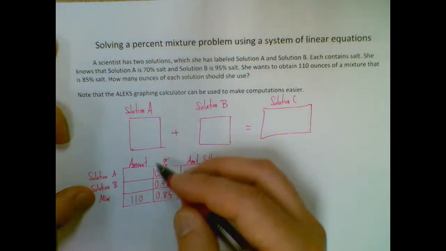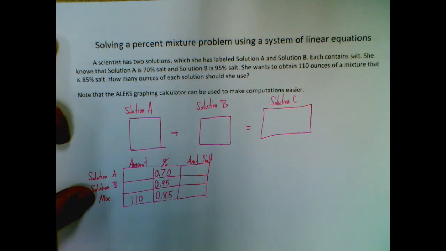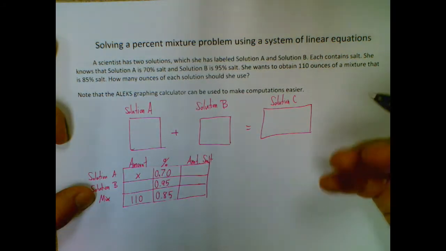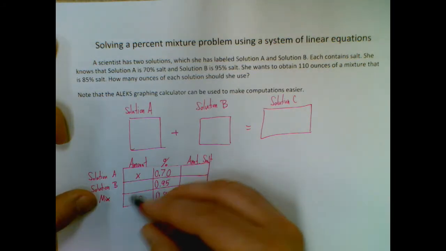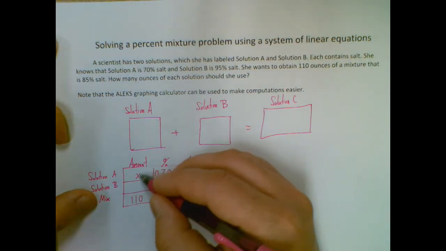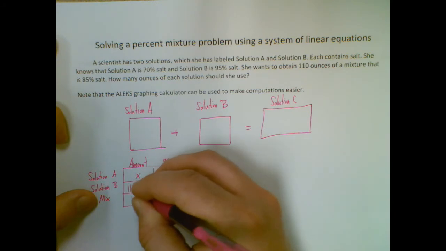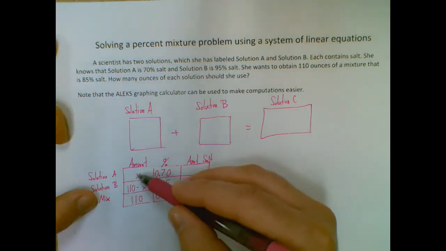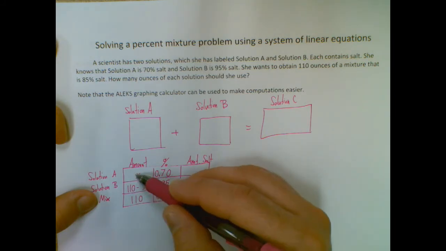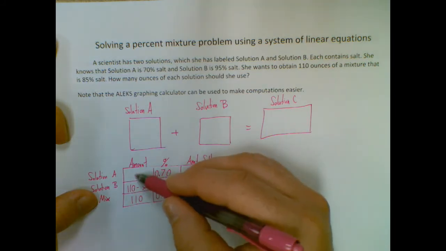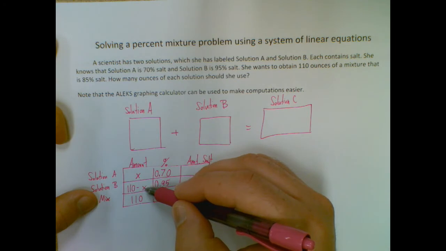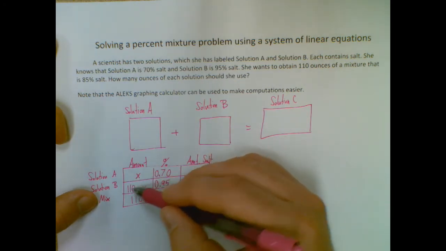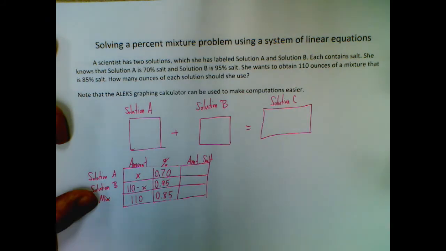To figure out these amounts, I'm just going to call one of them X, and you traditionally call the other one Y, but it's kind of a waste of time since I know my mixture has to be a total of 110. If I put X amount in here, this one's going to be 110 minus X. If I put 50 in here, 110 minus 50 would be 60, and 50 plus 60 is 110. So if I call this X, this will be whatever's left over to fill it up to 110.